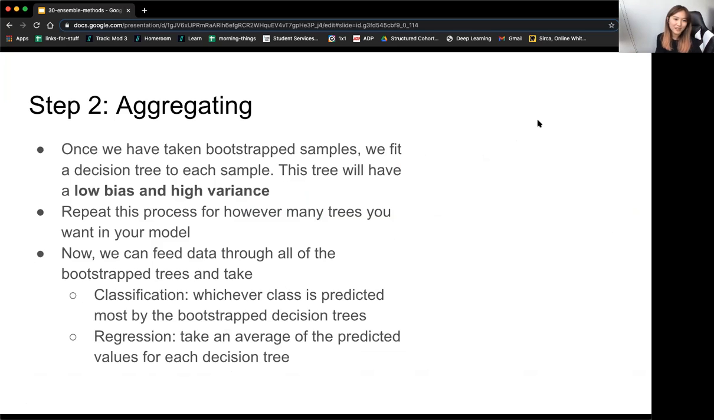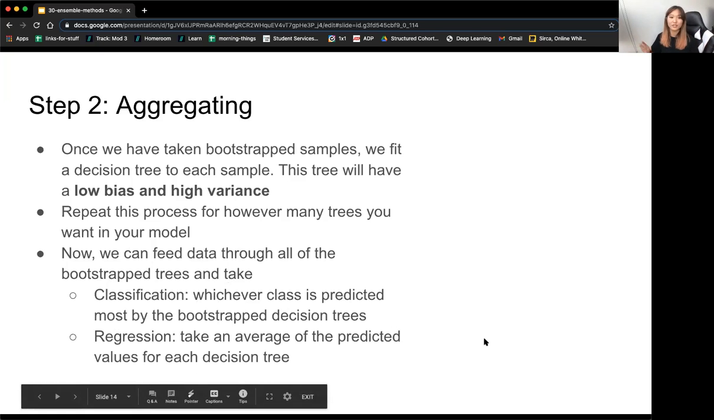All right, so bootstrapping followed by aggregating. Like I mentioned, once you have taken all the bootstrap samples, you fit a decision tree for each sample. Each tree will have a low bias and high variance, very prone to overfitting. However, you repeat this many, many times, all your trees will be slightly different, and you might get different classification results by running your test data through each tree. So you're feeding your data through all of the bootstrap trees, and then for classification, you just take whichever class is predicted most by your bootstrap decision trees. Perhaps you train 100 decision trees and out of your 2 classes, you get 56 trees predicting class 0 and 44 predicting class 1. So your overall prediction will be class 0. You can also do the same for regression by taking the average of the predicted values. Questions about this?